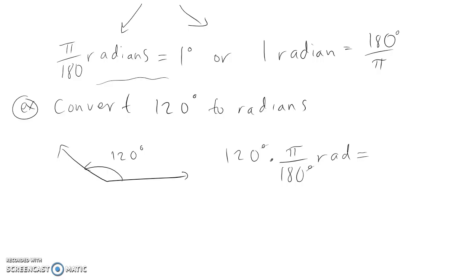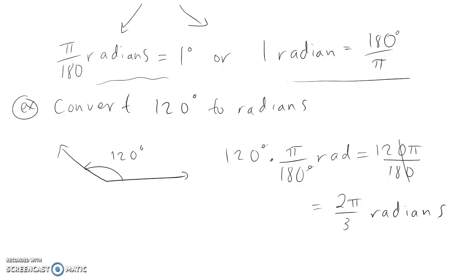So we multiply 120 by pi over 180 radians. And that gives us 120 pi over 180, right? I can cancel the zeros. And if we reduce, we get 2 pi over 3 radians. And then if we're going to convert from radians to degrees, we'll multiply by this other factor, this 180 over pi.